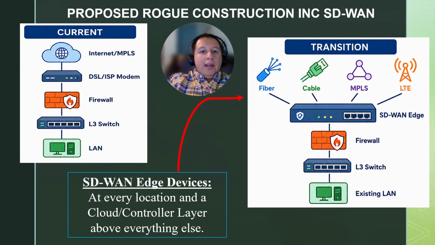So what is the SD-WAN edge device? It could be at every location, and it's a cloud controller layer that's above everything else. So eventually, the firewall and the layer three switch can be consolidated into one, which is going to make this operation a very economic one. There's also that transition of SD-WAN edge that has options. You could use fiber, cable, MPLS, LTE, based on the type of branch that we're configuring at the time.